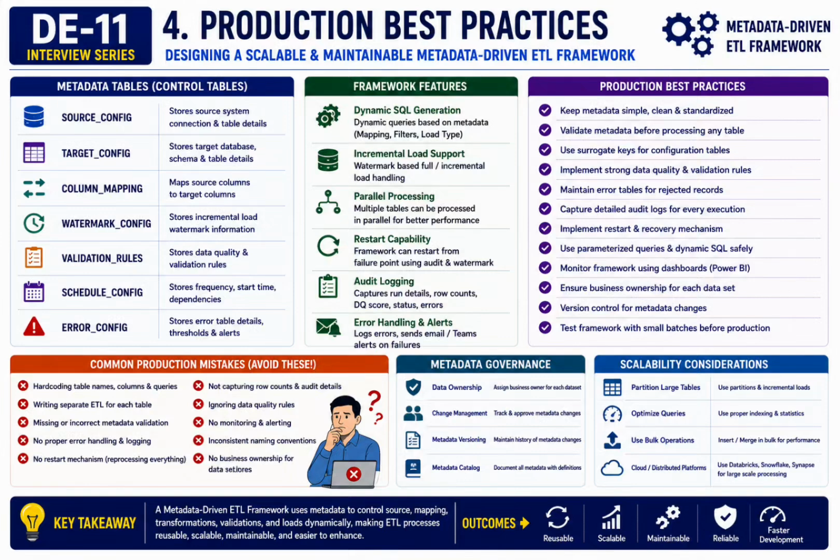So another important best practice is governance. Assign ownership for every metadata table. Then track changes using version control and review metadata changes before promoting them into production. Some common mistakes include hard coding SQL queries, creating separate pipelines for each table, ignoring audit logging, missing restart mechanisms, and poor metadata validation. So avoiding these mistakes significantly improves scalability, maintainability and operational efficiency.